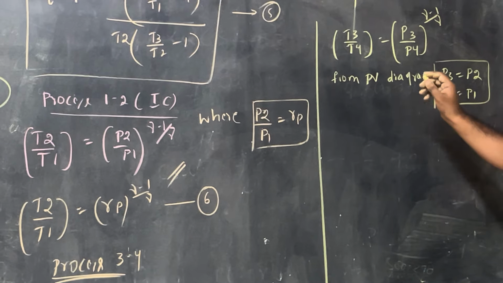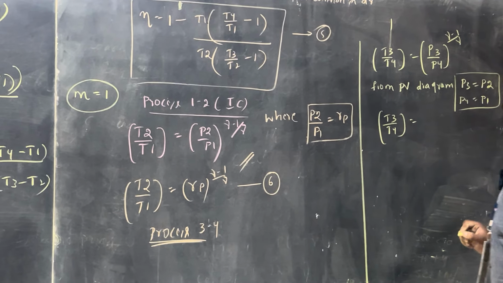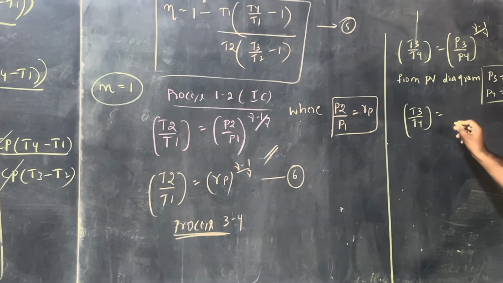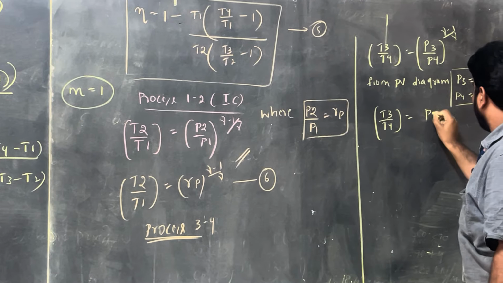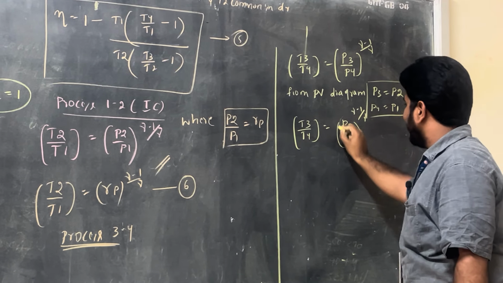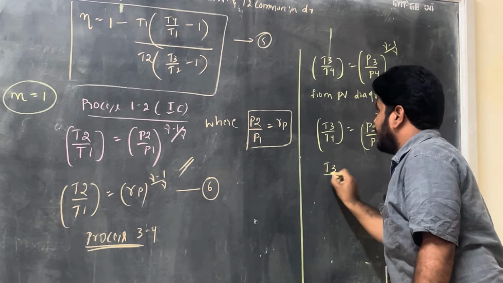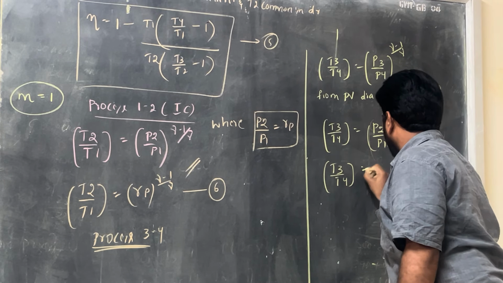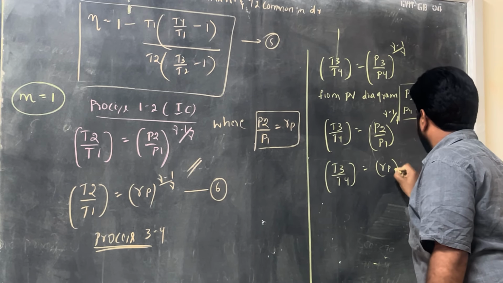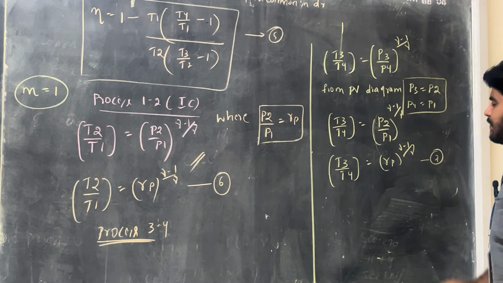Now I'll substitute here. So T3 by T4 is equal to P3 by P4, which can be written as P2 divided by P1, to the power of gamma minus 1 by gamma. Again, this P2 by P1 can be written as RP. So T3 by T4 is equal to RP to the power of gamma minus 1 by gamma. This I'll take as equation number 7.